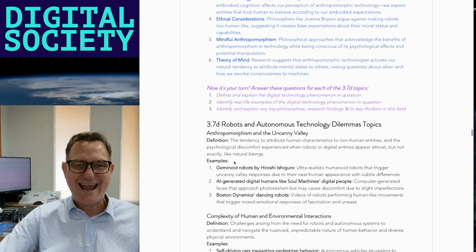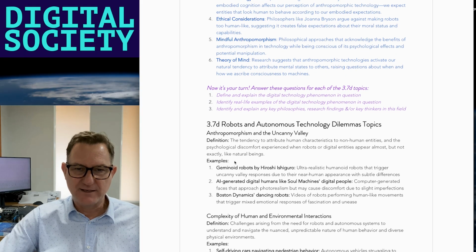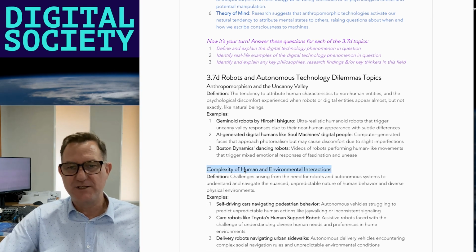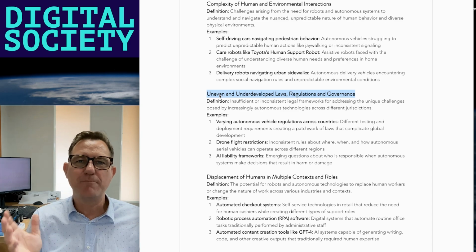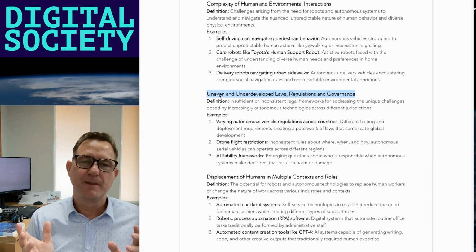We've already talked about anthropomorphism and the uncanny valley. Next one is the complexities of human and the environmental interactions. Next one is uneven and undeveloped laws, regulations, and governance. Now, this one pops up a lot, so just be aware.